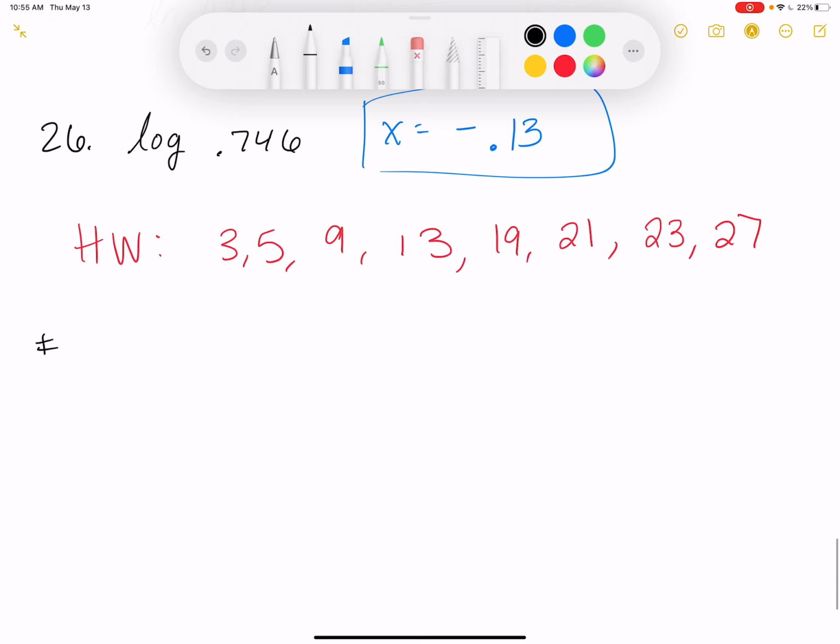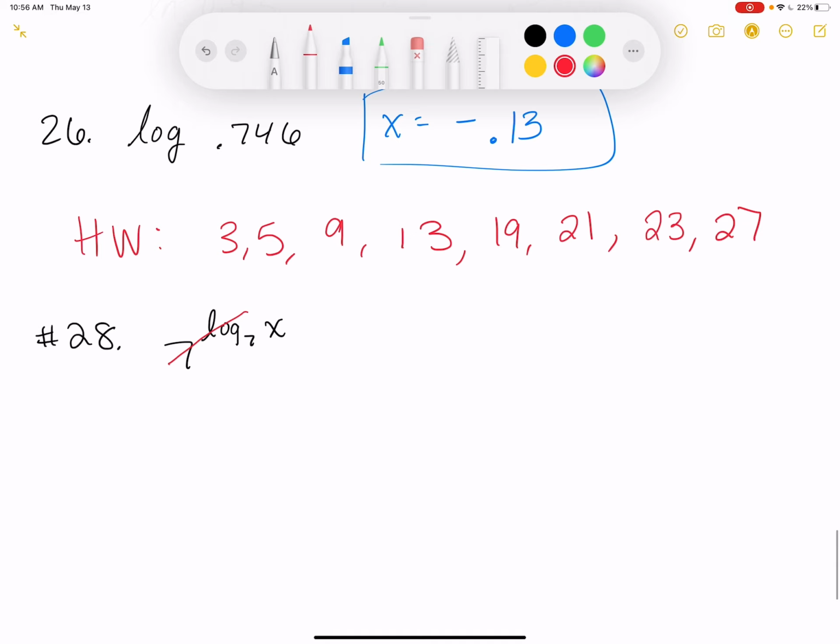Number 28. 7 raised to the log base 7 of x. Okay? If you remember, exponents and logs are inverses of each other. So if this log has the base that is written here, those things cancel. The answer is x. Wow. That looked pretty easy. That was awesome.